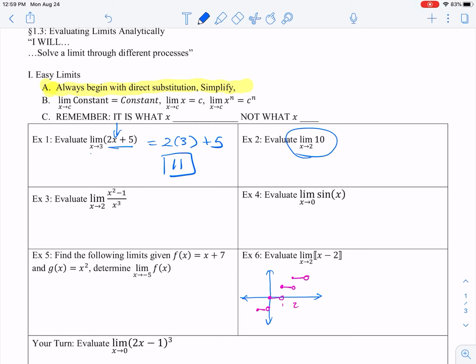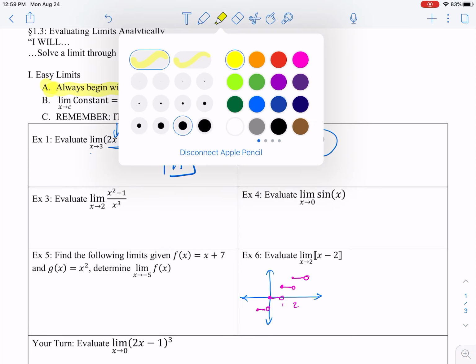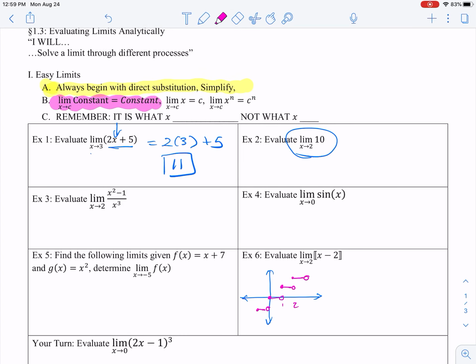All right, this one, there's no function there. Well, it's a constant function. It says the y value is always 10. Well, if you go back up here, it says the limit of a constant function is that constant. So the answer to this is 10.